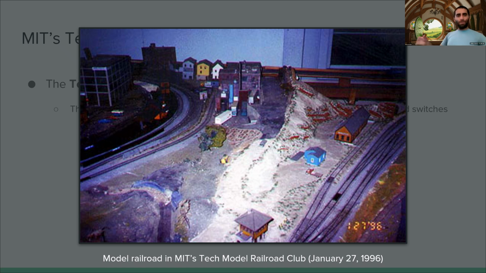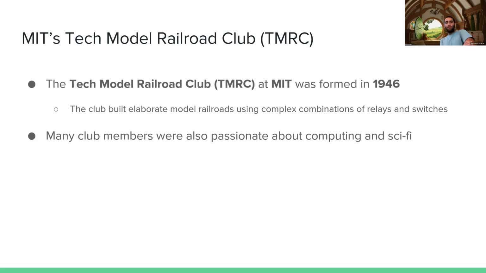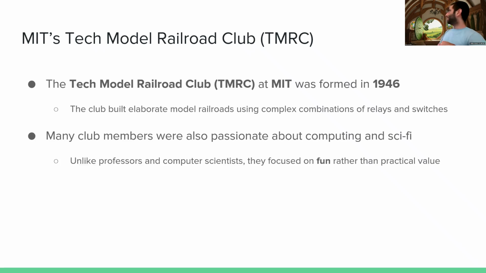The members of the Tech Model Railroad Club were also super passionate about computing, and they were super passionate about sci-fi. They were just generally very passionate about technology. And unlike a lot of professors or computer scientists at the university at the time, they were mainly focused on building for the sake of fun rather than for the sake of research progress and technical stuff. So they were very focused on fun rather than practical value.